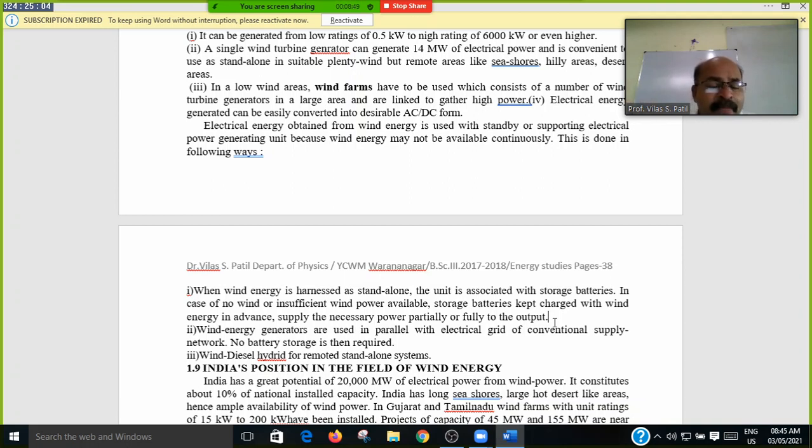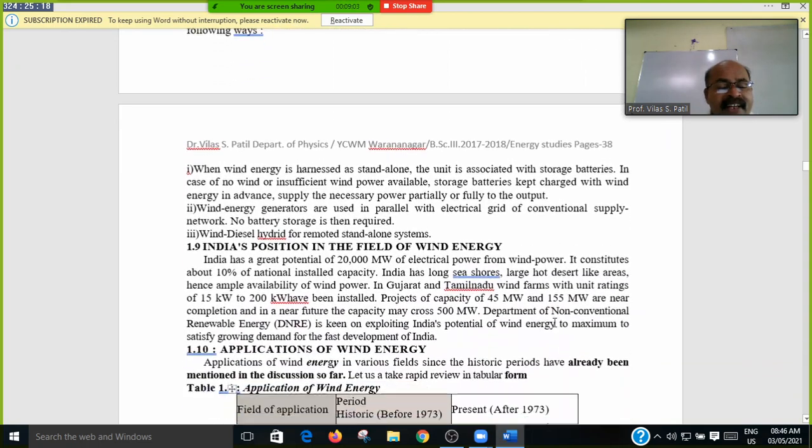And second, wind energy generators are used in parallel with the electrical grid of the conventional supply network. No battery storage is then required.